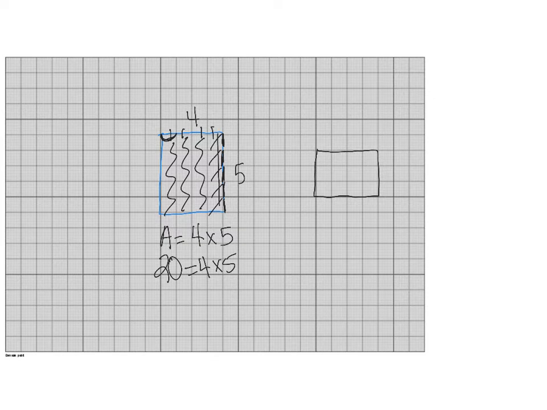There's my rectangle. I have 1, 2, 3, 4 on this side, and 1, 2, 3 on this side. My area equals 4 times 3. If I skip count 4 three times, 4, 8, 12. So 12 is the answer to 4 times 3. Let's try one more.